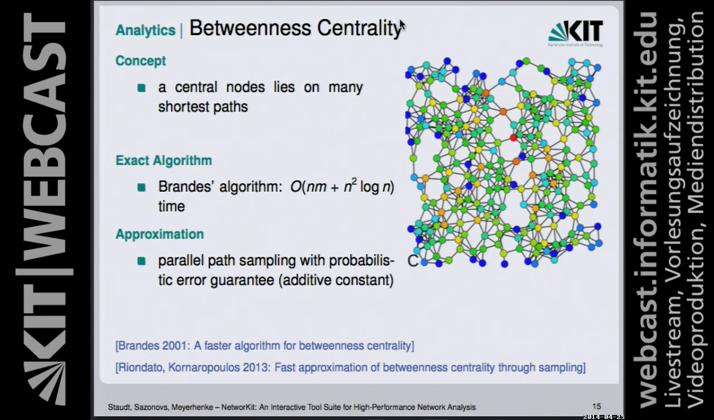But luckily, we can get a good approximation of these betweenness scores using a recent path sampling algorithm. The sampling algorithm gives us a probabilistic guarantee that the error of the scores is only an additive constant, which you can specify, and this is what the running time depends on. We have created a parallel implementation of this, and using this we have managed to calculate betweenness centrality in very large web graphs, hundreds of millions of edges.